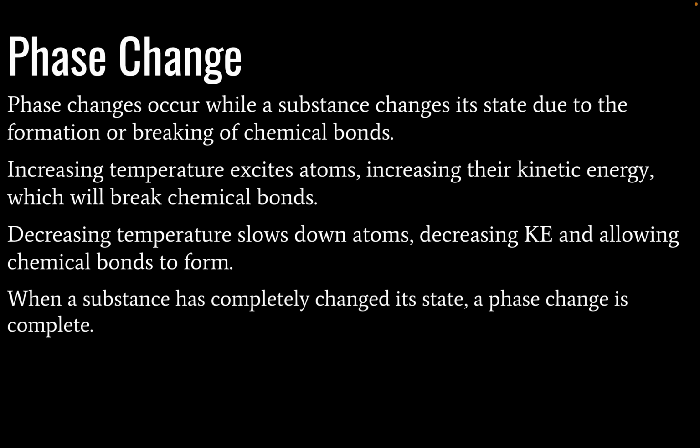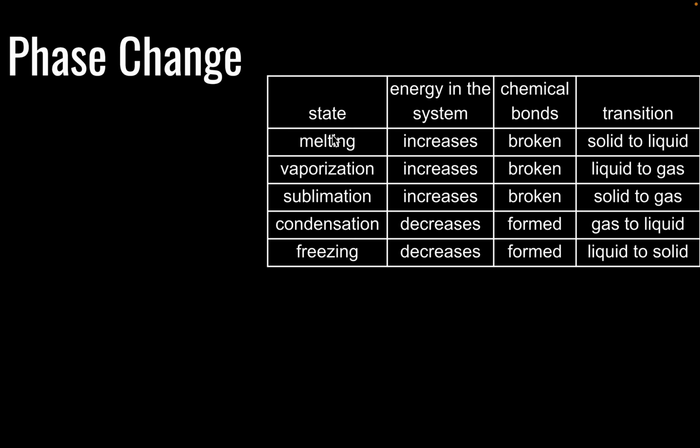So when a substance has completely changed its state, the phase change is complete. Phase change is our transitional state of matter. And here are some examples. We've got melting, which increases energy in the system. So chemical bonds are broken, and the transition for melting is from solid to liquid. No surprise. Vaporization also increases energy in the system, and chemical bonds are broken again, and we're going from a liquid to gas here.